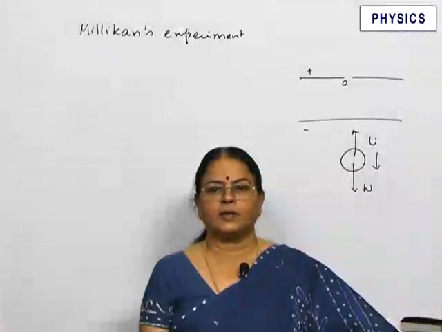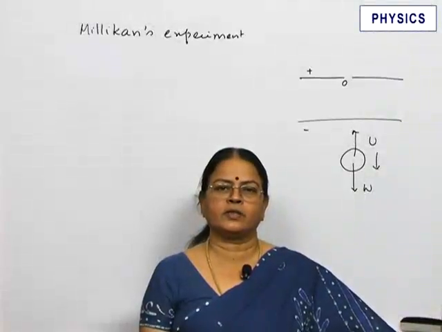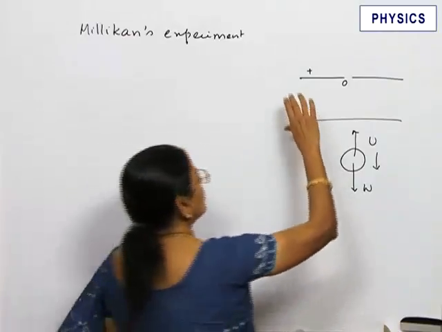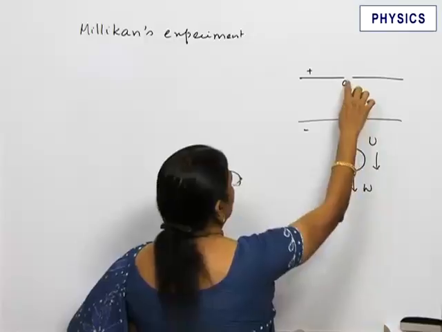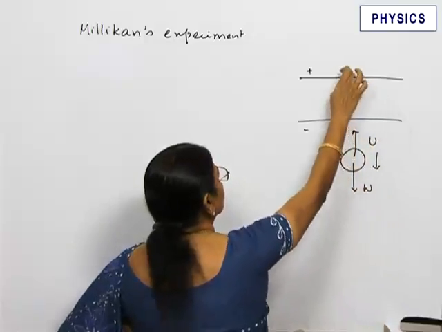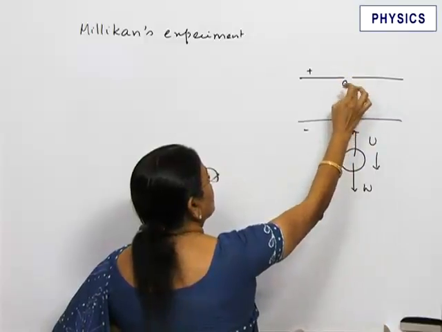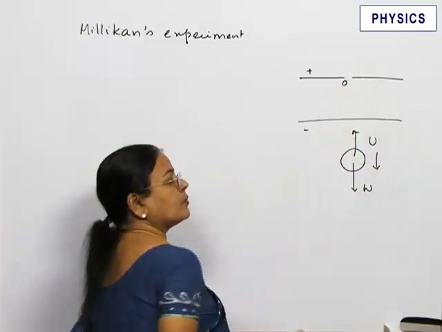Now I will explain Millikan's experiment to determine the charge on the electron. In the Millikan experiment, we have two metal plates with a small hole on the top plate. By using an atomizer, we can spray oil drops here. This is an oil drop.